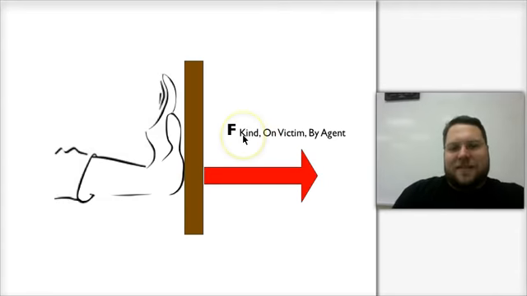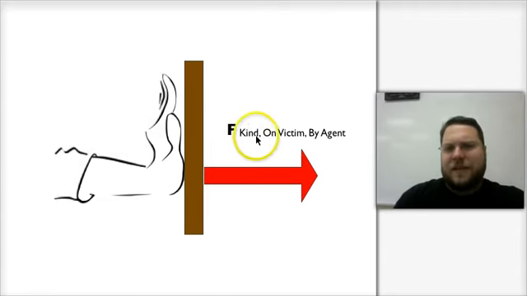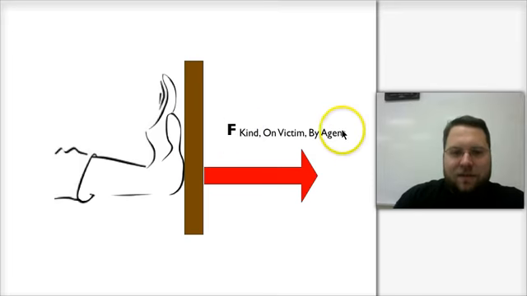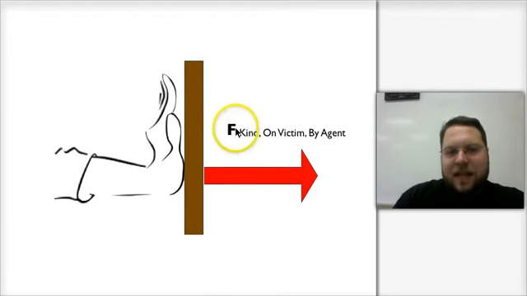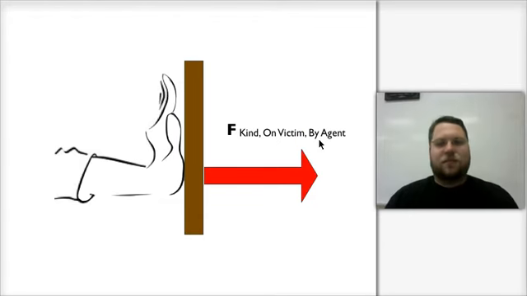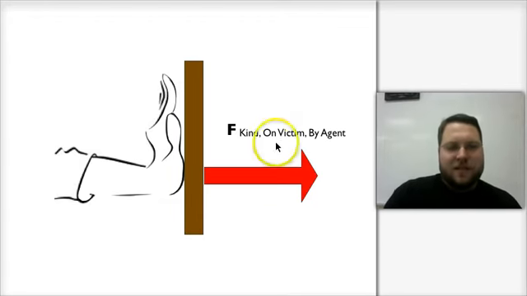Alright, now let's talk about all this stuff underneath here. Force, kind, on, victim, by agent, what's going on here. Anytime we have one of these forces, we describe it using a subscript, that is small writing just below the level of the other writing, that describes what's going on. So in this case, we put our letter F representing force, and then we describe the kind of force, what the force is acting on, and who caused the force. Because remember, a force is an interaction. We have to have these two things.